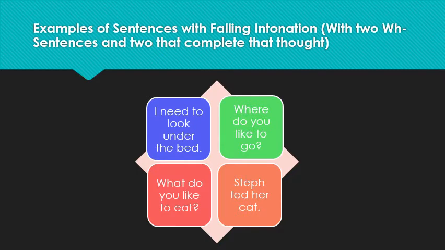Alright, so we have different sentences that have falling intonation. Most of the time, and there are exceptions, there are words with WH, words like why, what, where, and we throw in how, that when they start the sentence, you will have falling intonation at the end. Also sentences that complete the thought. And here are the examples. I need to look under the bed. Where do you like to go? Steph fed her cat. What do you like to eat? It's tricky. It's hard to hear sometimes, but it takes practice.